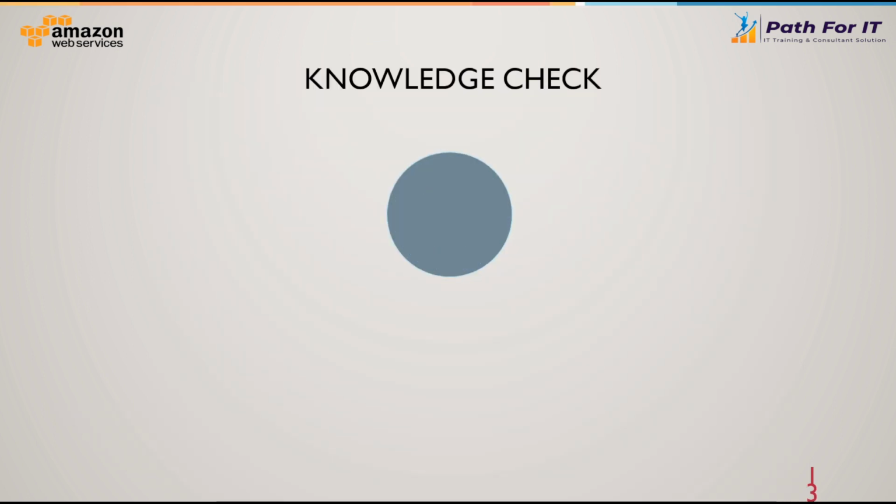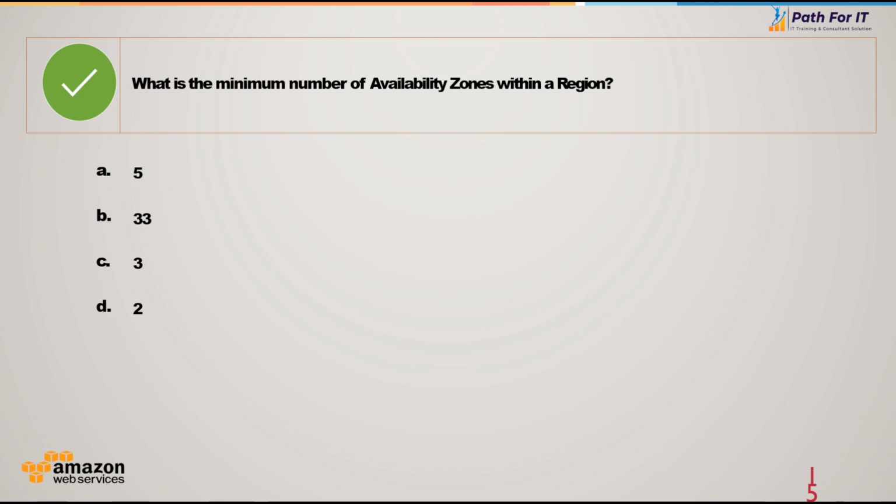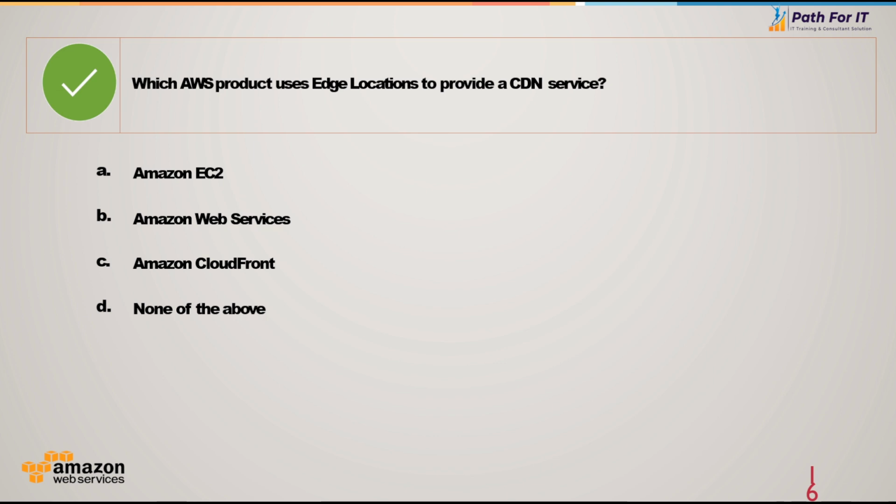Now we'll try to verify very quickly certain things that we have covered. AWS has geographic regions. Right now AWS has 31 geographic regions. Just a few seconds before we have seen it. What is the minimum number of availability zones within a region? You can put these answers into the chat box. Which particular product uses edge location to provide a CDN service? You can say either A, B, C or D.